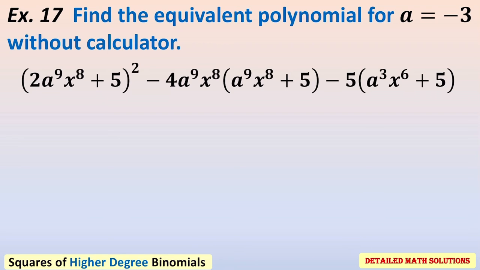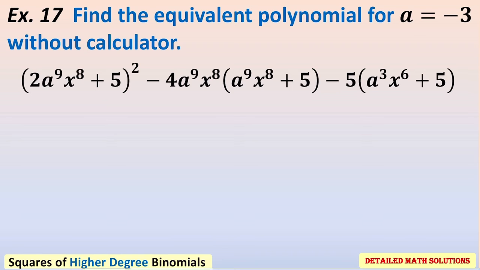One method to solve this exercise is to first substitute a with -3 and then simplify the expression. This method, however, is not easy to do for powers with large exponents and without calculator. That's why it is better to first simplify and then substitute.